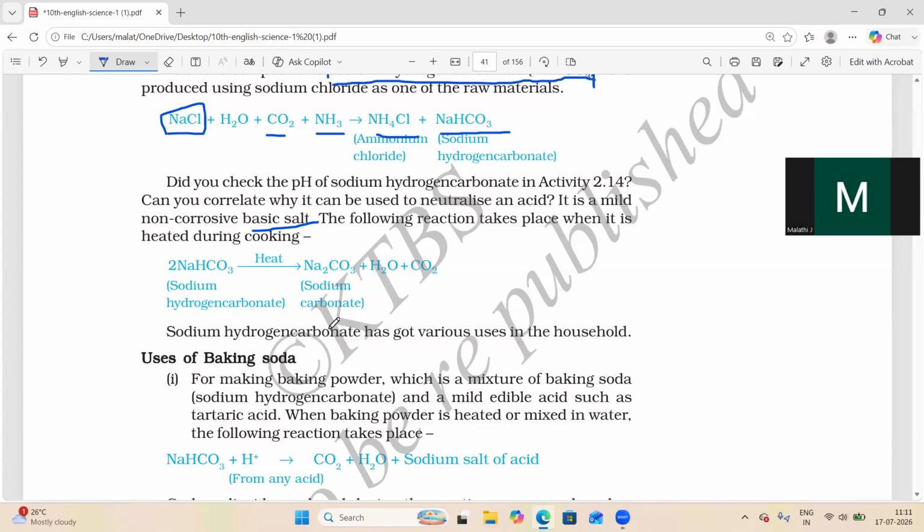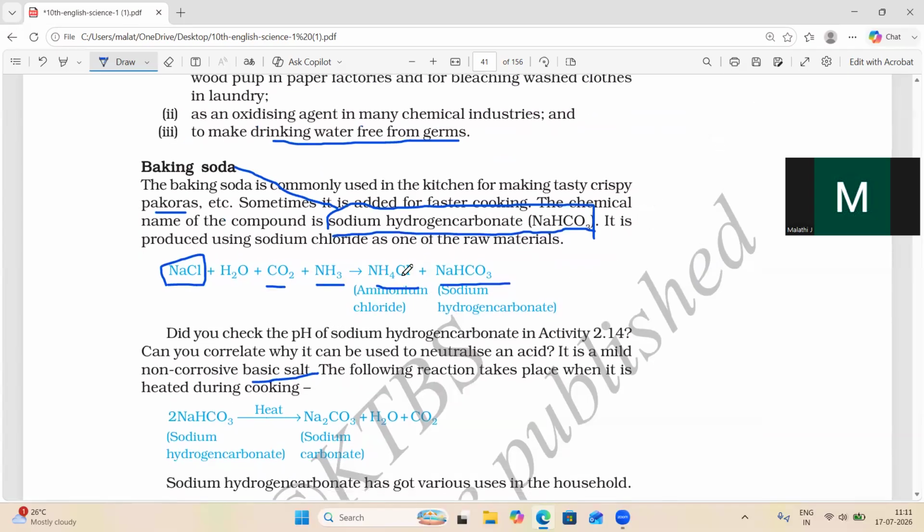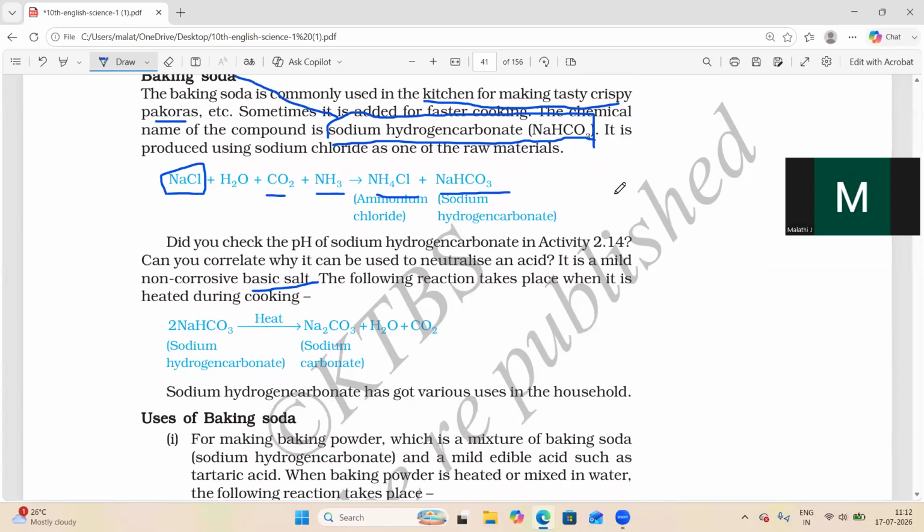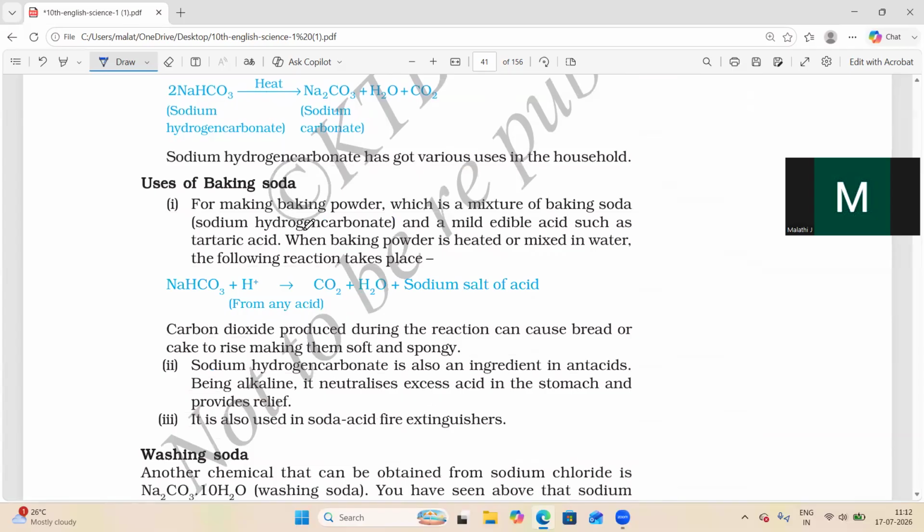So it is used for the household. It is used in the kitchen for making tasty crispy pakoras, and also in the bakery. The use of baking soda is in making baking powder, which is a mixture of baking soda and a mild edible acid. Which acid is added to sodium hydrogen carbonate, that is baking soda? If we add tartaric acid, we will get baking powder.